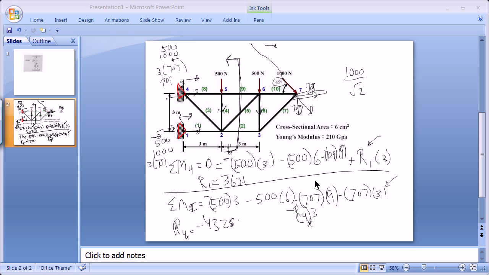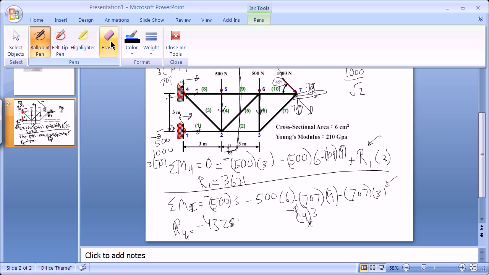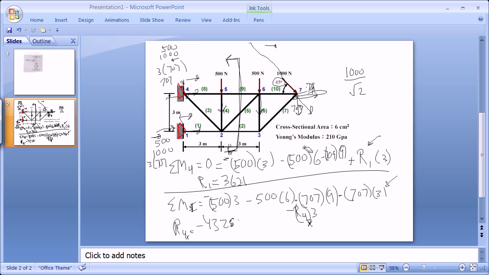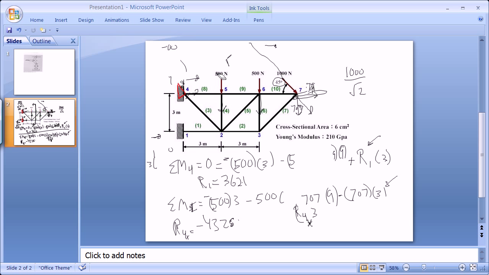Alright, we're beginning here. I'm going to right away start by erasing what we've got, and we'll see how much we can erase. I'd like to erase everything but the reactions, so I'm going to erase all this stuff out here. And we're going to solve for the members right here, 9, 5, and 2.